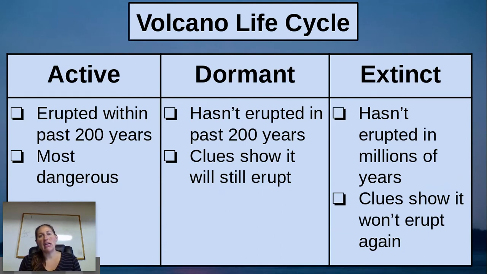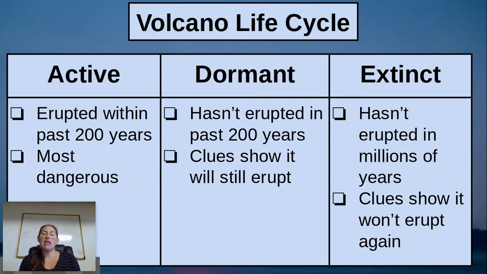Next, they talk about the volcano life cycle. So as a volcano is started, it's going to start active. That means it's erupted within the past 200 years, and they're the most dangerous. And scientists will say that an active volcano is going to erupt again.